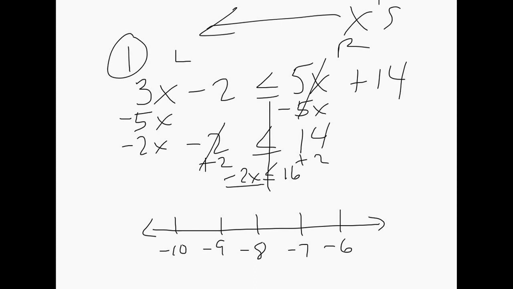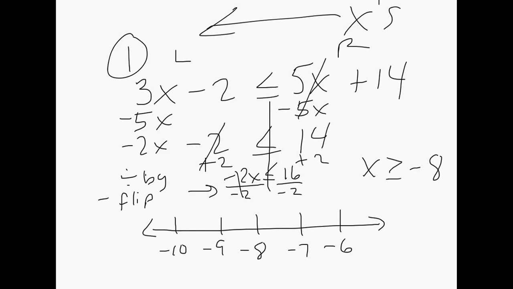And the last step, when it's beside it, we divide it. So we divide both sides by negative 2. The negative 2's cancel and we get x. 16 divided by negative 2 is negative 8. Anytime we divide by a negative, you must flip. So we flip our symbol to be greater than or equal to negative 8.